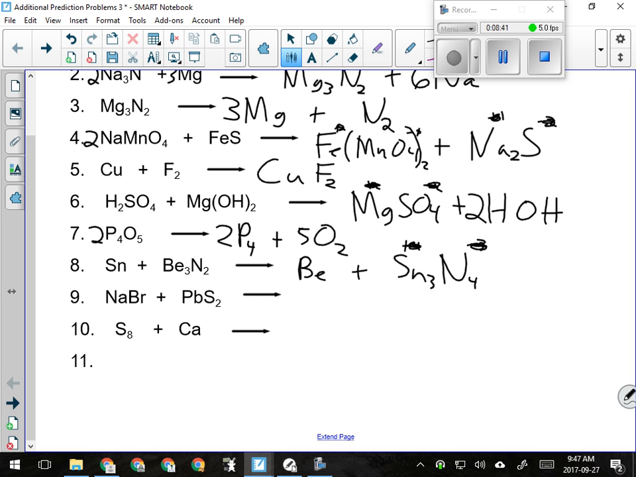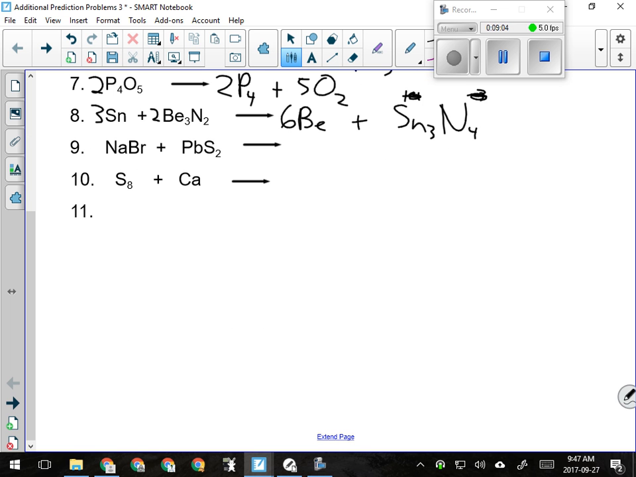Then we have to go back and balance. I would say probably start with the nitrogen. It's got the biggest number out of all of these. So we'll put a 2 there, which balances my nitrogen, but gives me 6 beryllium. And then I need a 3 in front of tin, and it's good. Questions on 8? All right, for question number 9.